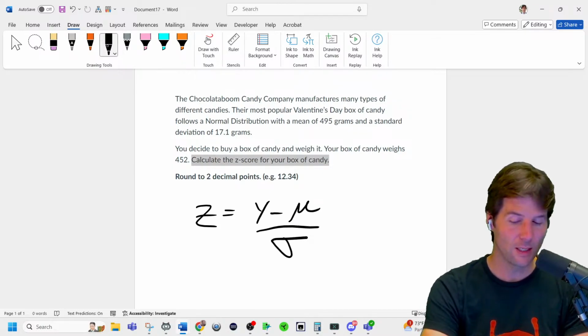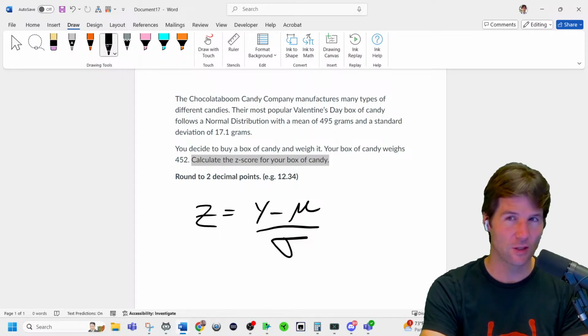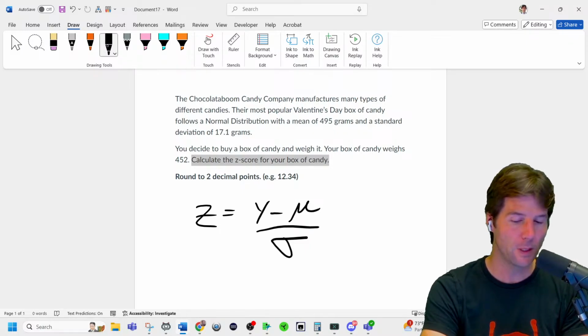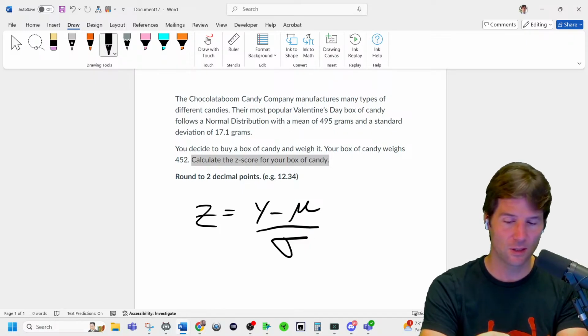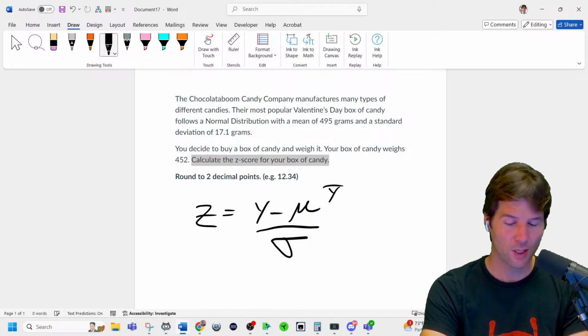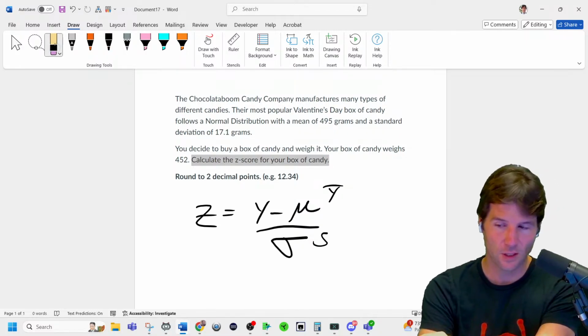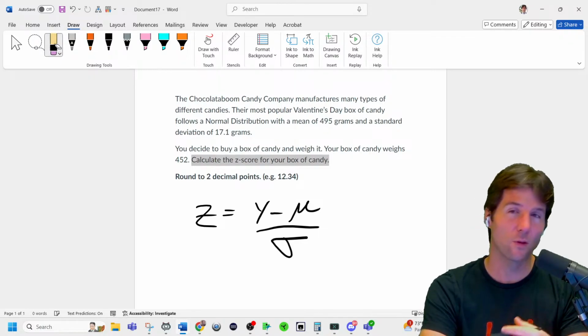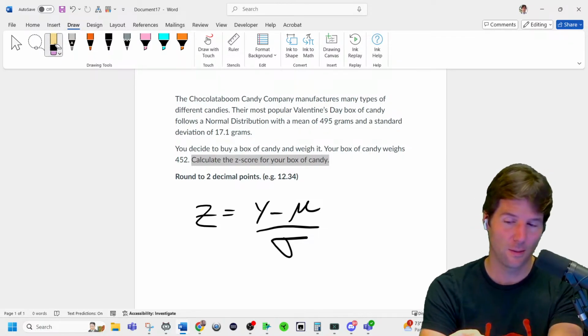Mu meaning mean and sigma meaning standard deviation. Just listen to the alliteration: mu, mean, sigma, standard deviation. These are also the population parameters, versus y bar, the sample mean, and s, the sample standard deviation. Just different ways of doing the notation depending on the context of the data.